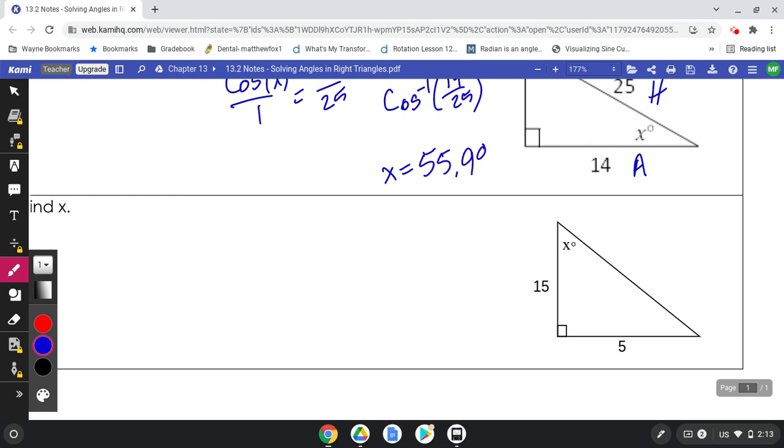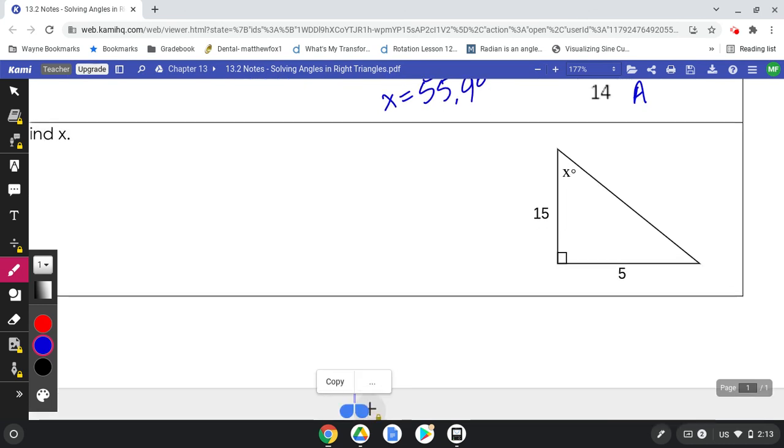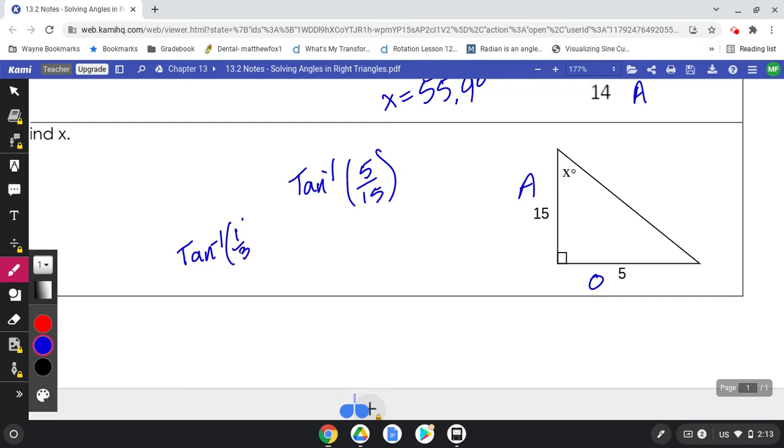And our final one, almost done. 5 is O, the 15 is A. You can set it up with tangent. I'm going to skip ahead a step. We'll just do the inverse tan of that 5 divided by 15. And you might notice 5 over 15 can reduce to 1/3. It does not matter if you reduce it or you just leave it. Either way, you will get the same answer.